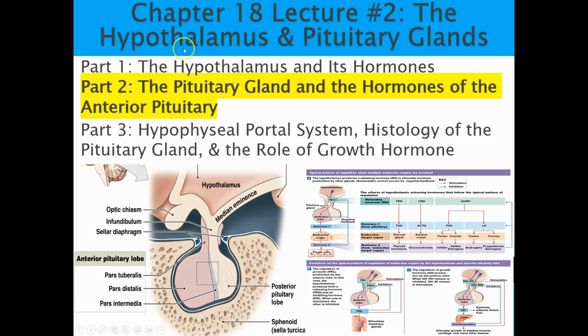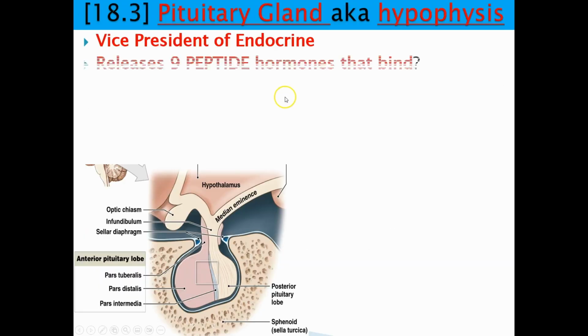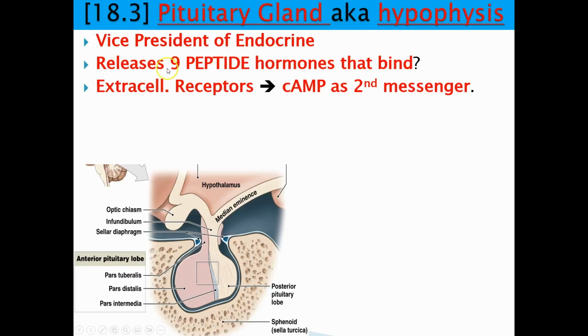All right, so that kind of summarized the hypothalamus. Really wasn't histology that I test on, but then we move on to the pituitary gland, and we talk about releasing 9 peptides, but again, only producing 7, and those 7 are produced here.